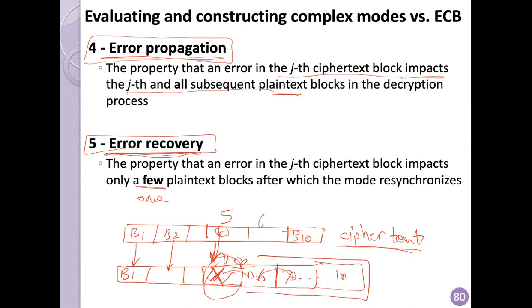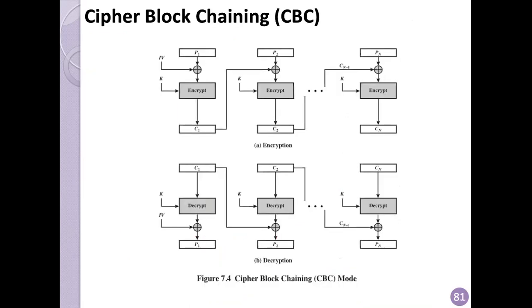It might not be easy for you to imagine what I'm talking about now regarding error propagation and error recovery. We need to look at the examples, and then we realize how it works and what that means. Okay, let's get to the first one after ECB. I'm going to talk about cipher block chaining, or CBC.